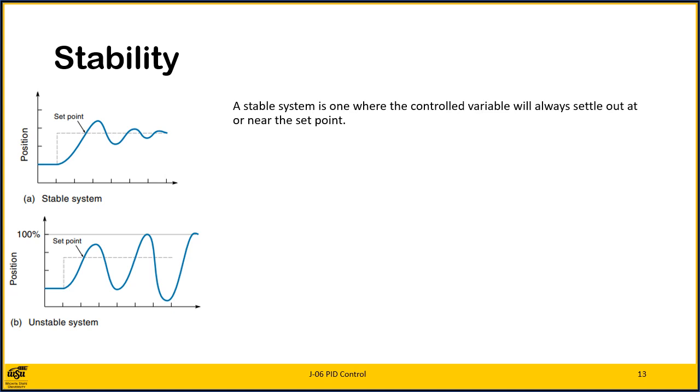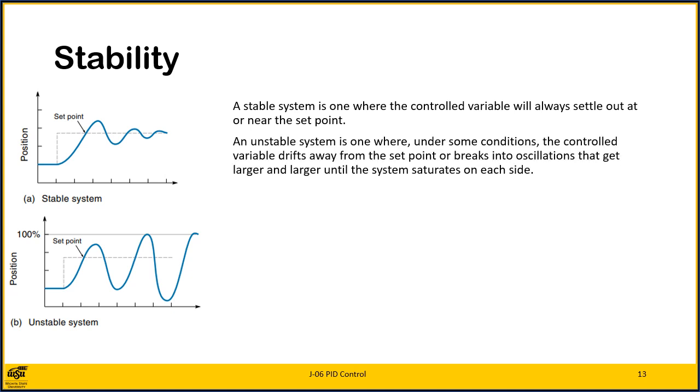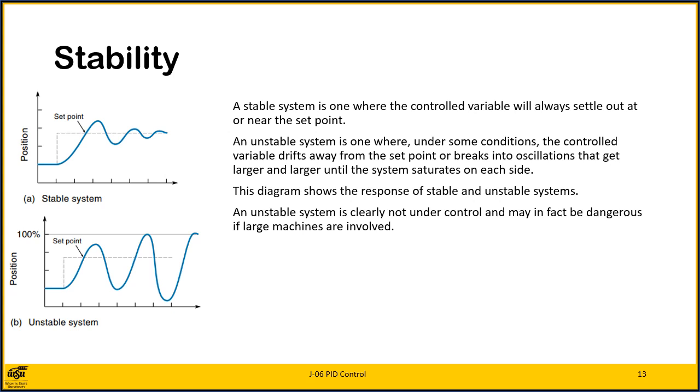A stable system is one where the controlled variable will always settle out at or near the set point. An unstable system is one where, under some conditions, the control variable drifts away from the set point or breaks into oscillations that get larger and larger until the system saturates on each side. This diagram shows the response of stable and unstable systems. An unstable system is clearly not under control and may in fact be dangerous if large machines are involved.